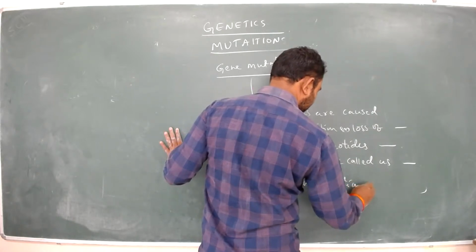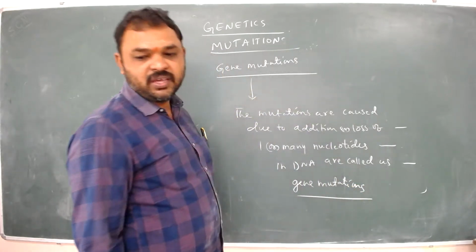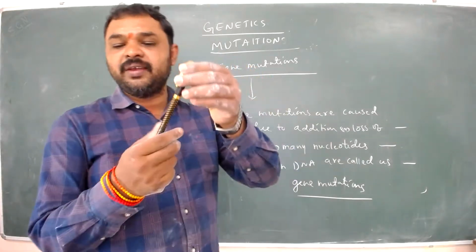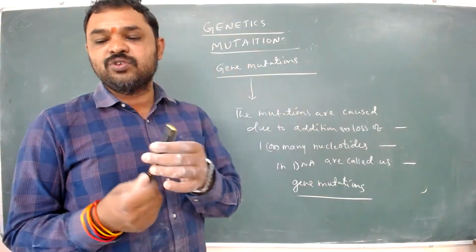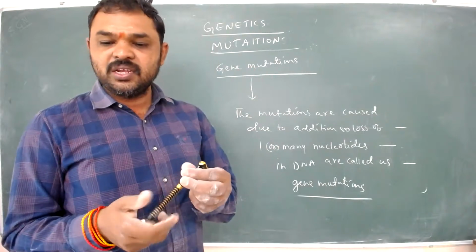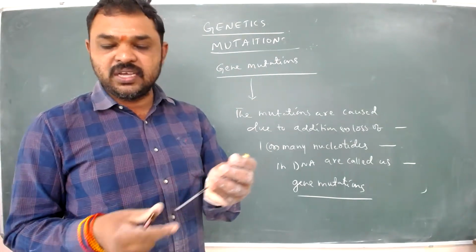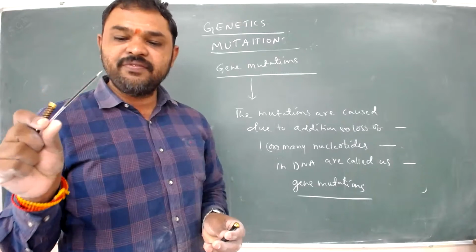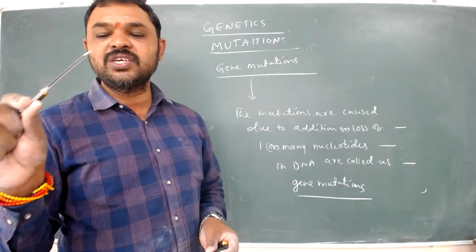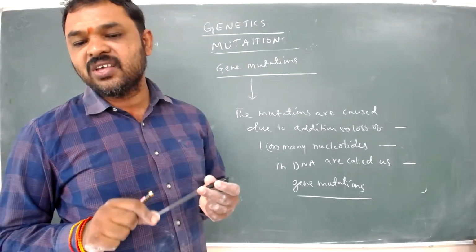You see gene mutations here. Simply, any change is like a pen. This is equal to the chromosome. Inside the chromosome, this refill is DNA. Inside the refill, the DNA, this ink is the gene or nucleotide, organized like this.